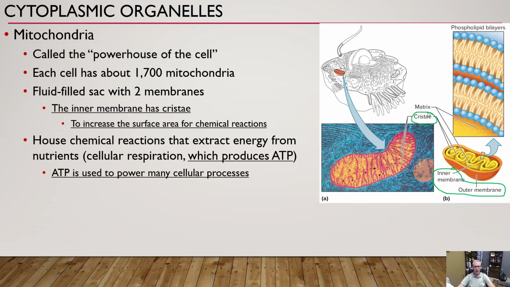In the next chapter, we're going to talk about those chemical reactions, the citric acid cycle and electron transport chain. That's what happens in the mitochondria. That produces ATP, it produces energy. This is your cellular respiration. Remember, we digest food and we use oxygen to extract the energy from the nutrients that we eat. And then ATP, or energy, is used to power many of our cellular processes.